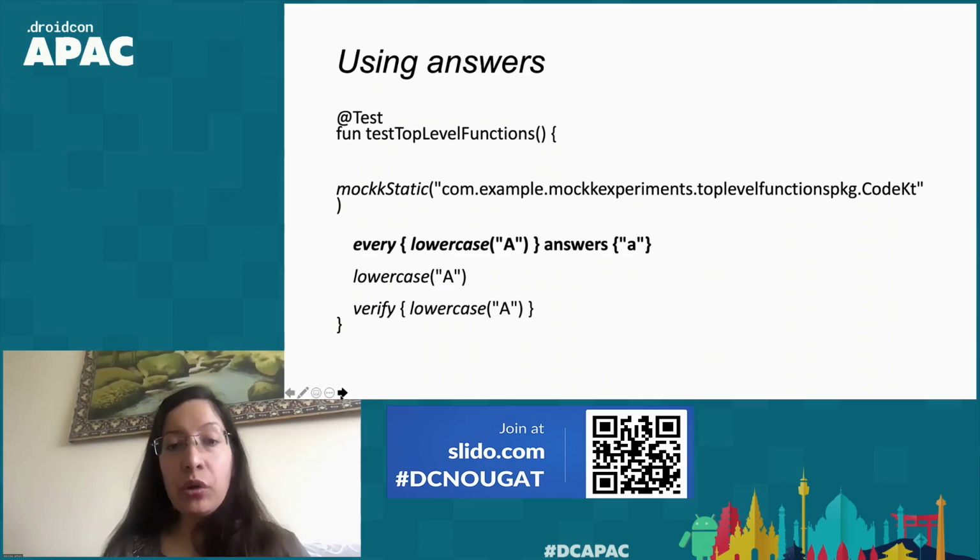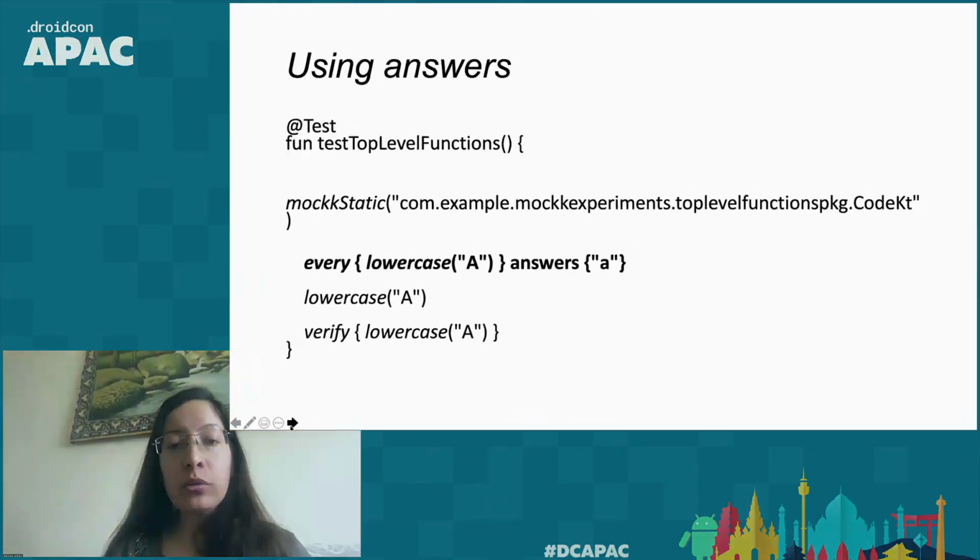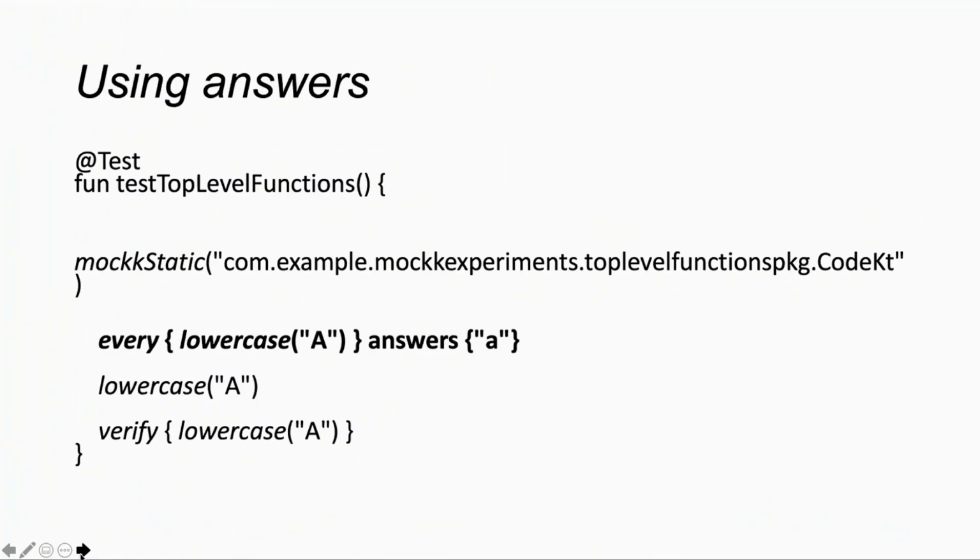Now moving on to answers. Answers is similar to returns. The only thing is returns will return a simple primitive value, whereas answers can return a lambda. Here you can see I have written the same every construct using answers, but I'm not returning the primitive value directly. I'm returning the lambda.